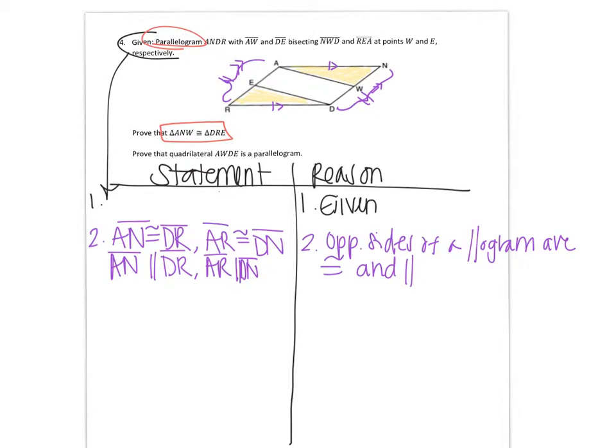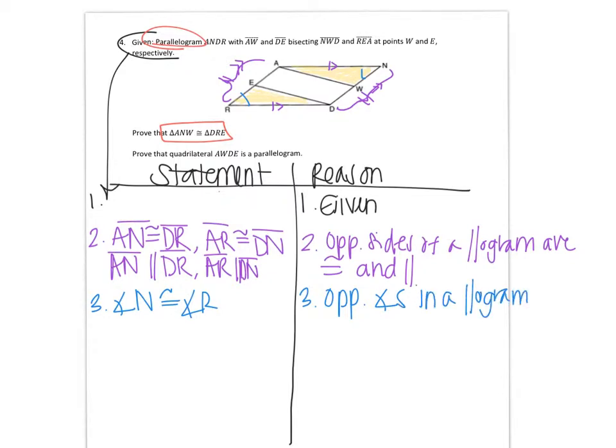Next, we know in a parallelogram that opposite angles are congruent. So for statement number 3, we're going to say angle N is congruent to angle R. And this again is because opposite angles in a parallelogram are congruent. So right now it looks like we have a pair of sides and a pair of angles. Remember, in order to prove triangles congruent, we need 3 pieces of information.